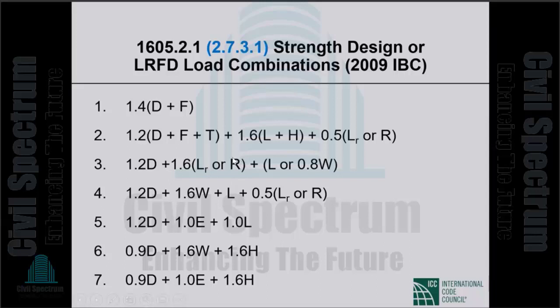There are three of them: 3, 4, and 6. 3 and 4 are where the effects of gravity loads are additive to those of wind loads. 6 is where the effects of gravity counteract the effects of wind. There are two load combinations involving earthquake effects, number 5 and number 7. 5 is additive, gravity effects add to earthquake effects. 7 is counteractive, gravity effects counteract earthquake effects.